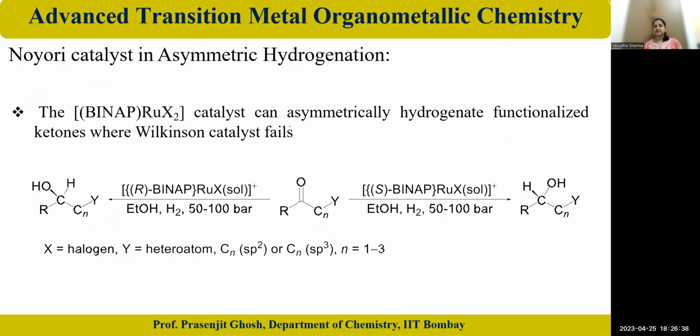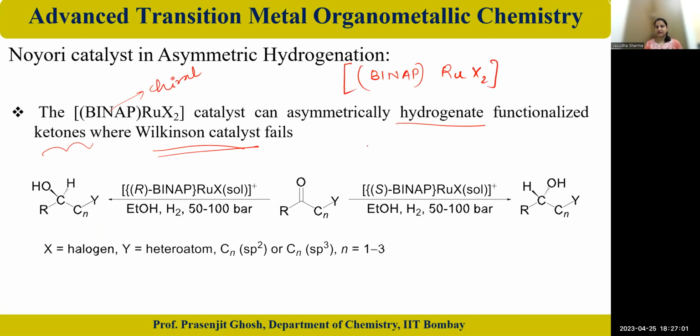So this Noyori catalyst in asymmetric hydrogenation, how can we use it? Here BINAP is already a chiral system, and X could be anything. So we can asymmetrically hydrogenate the functionalized ketones where Wilkinson catalyst fails. So if we have this BINAP ruthenium CX2, which is chiral, and we have PPh3 rhodium Cl, if it has to asymmetrically hydrogenate the ketone, the Wilkinson will not do it, but this will do it. So this is the advantage.